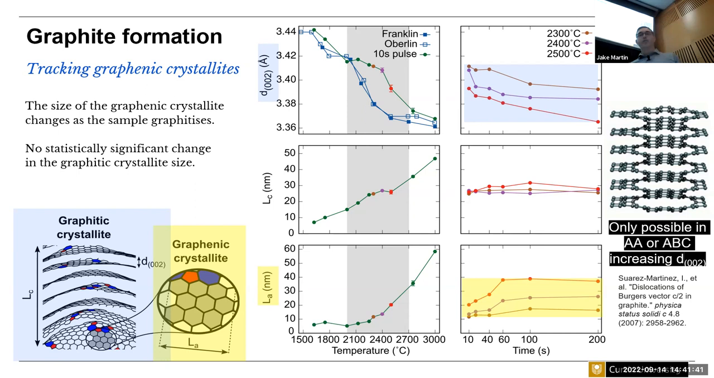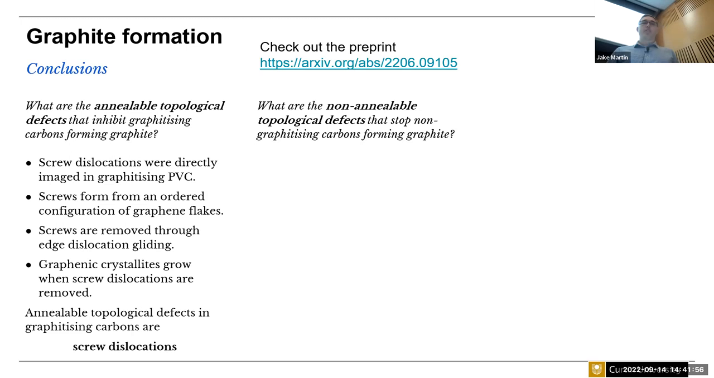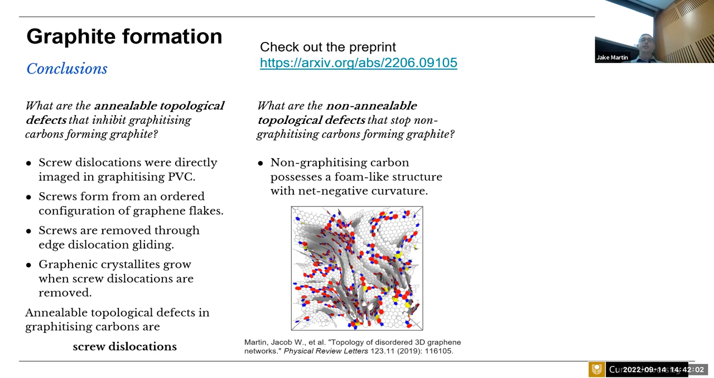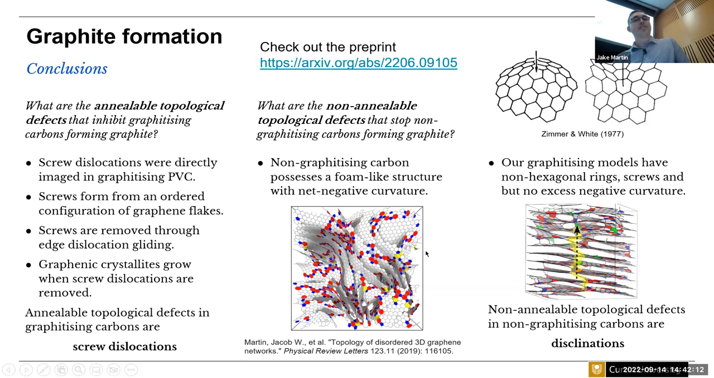So we think that what's called the annealable topological defects is a screw dislocation, and it's removed by this edge dislocation approach. And that the non-annealable topological defects, so these are the things that can't get out of non-graphitizing carbons. Well, the nice thing is we've got a model of non-graphitizing carbon. So what's the difference between the two, right? Because when you look at them, there's not too much difference in the sense that they both have non-hexagonal rings in them. But of course, this one is aligned while this one is not. And the difference isn't non-hexagonal rings, it's the presence of what's called a disclination.